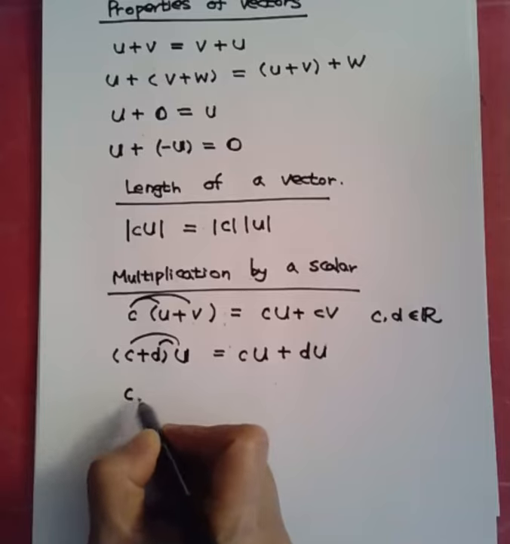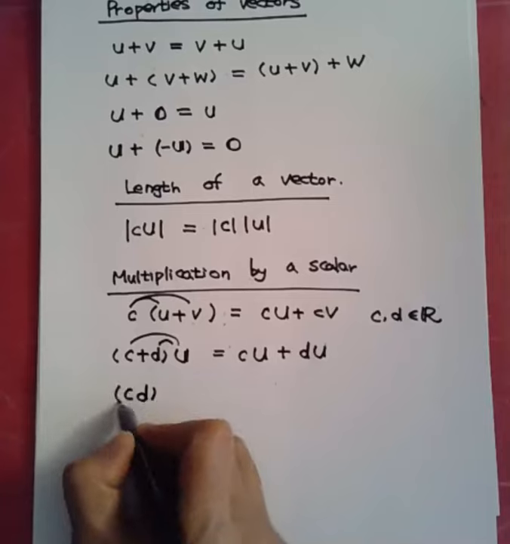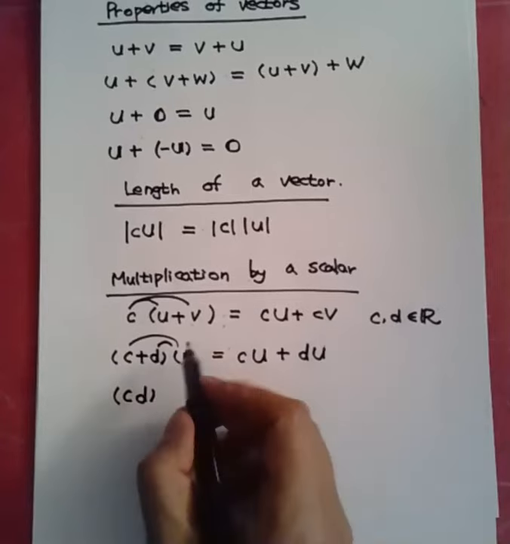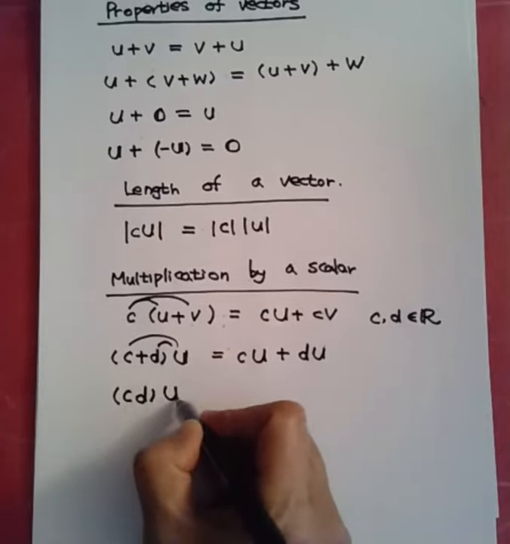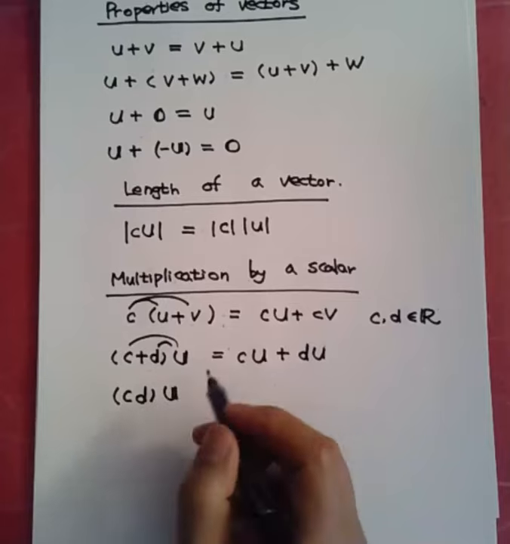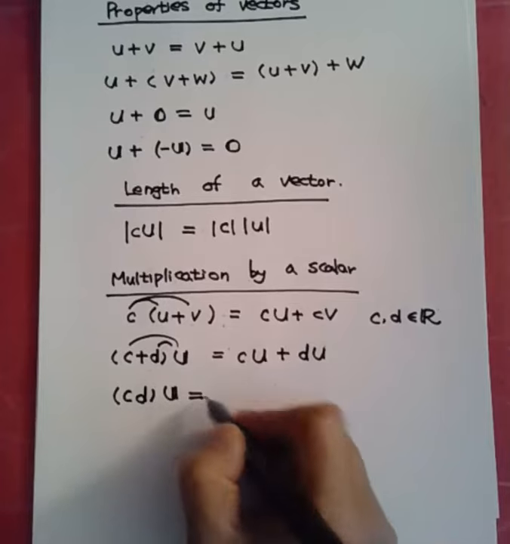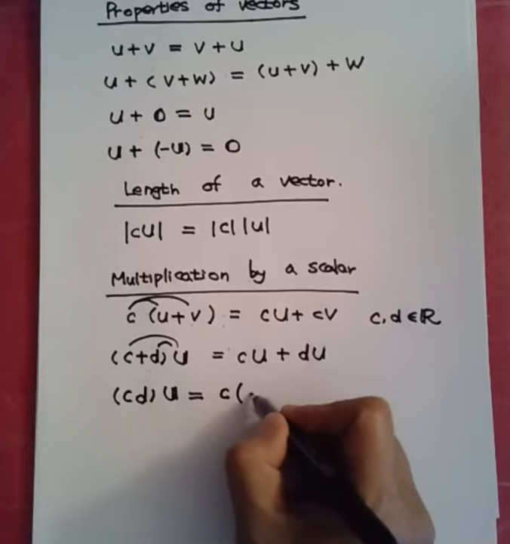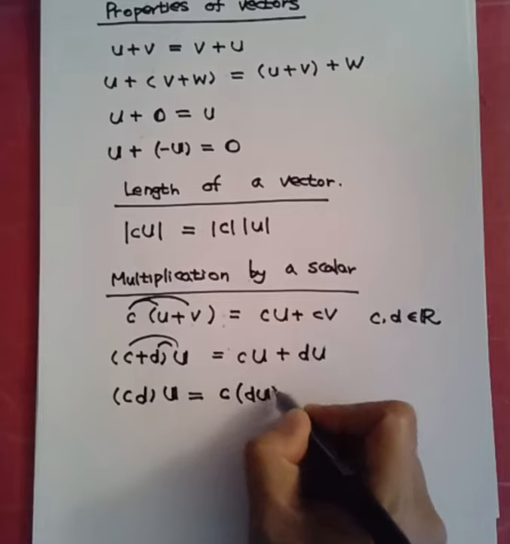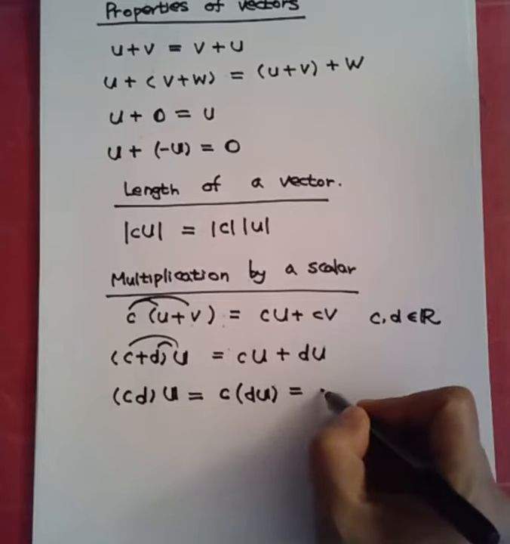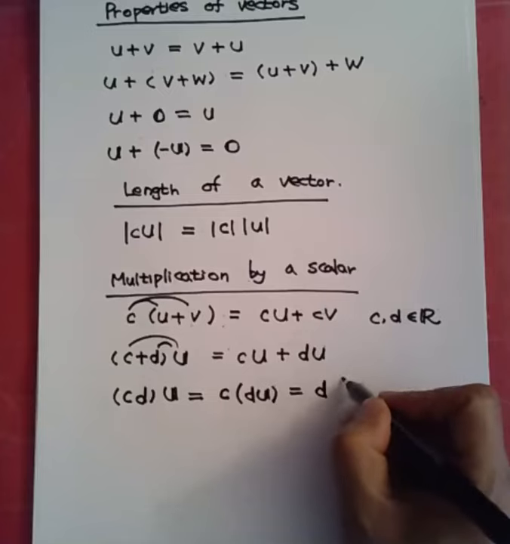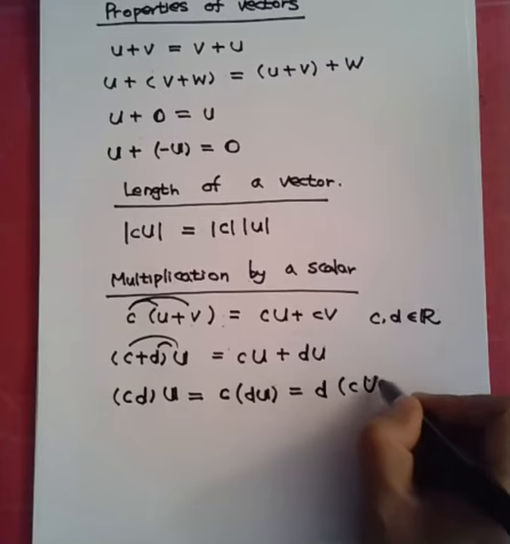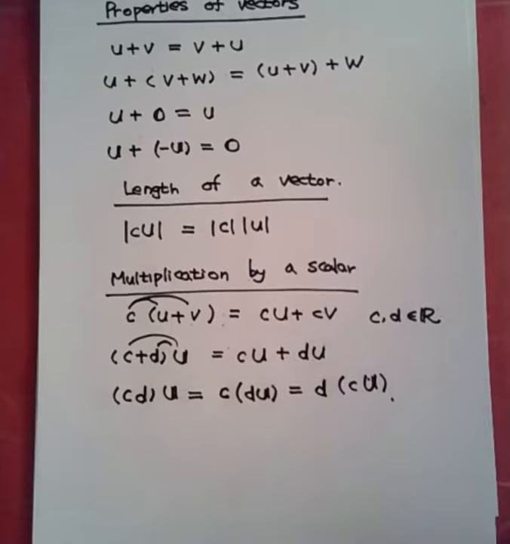We have two scalars multiplied, and then we multiply that by the vector u. Then that is the same as c times d times u, and also the same as d times c times u. All of them are pretty obvious.